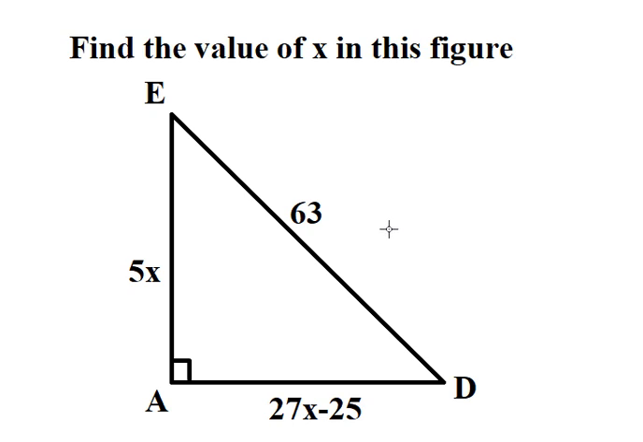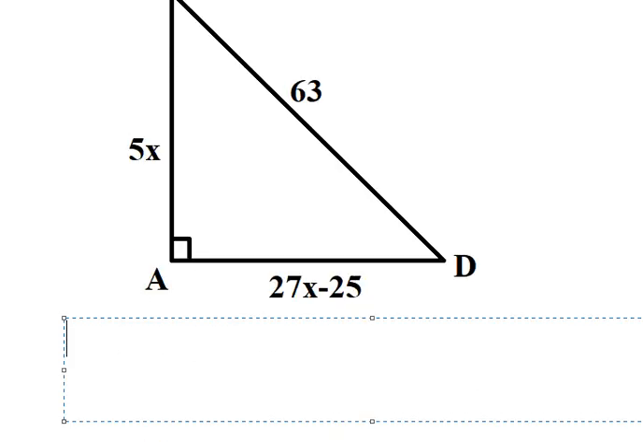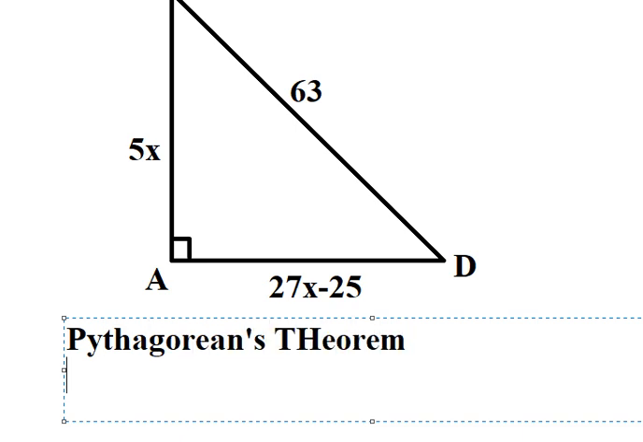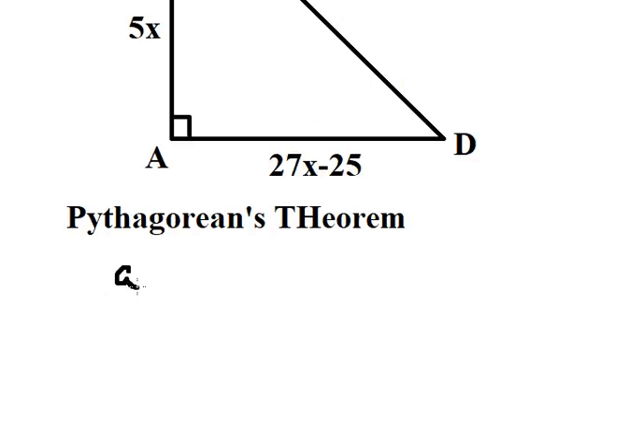The topic is about the Pythagorean theorem. So now I want to show you how to answer. For this one we can use the Pythagorean theorem in here. So that is a square plus b square equals c square.